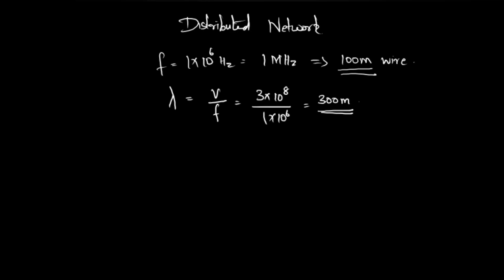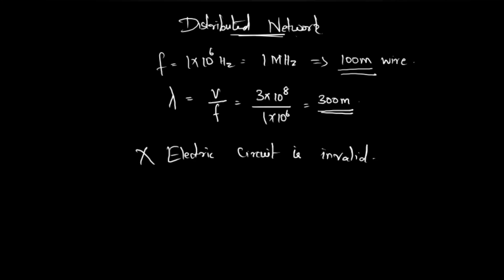So in general we can say that for frequencies above 1 megahertz, the elements are considered to be distributed elements. And in such distributed networks, electric circuit theory is invalid. And electric circuit theory is valid only if we can consider the elements to be lumped elements, that is, the elements whose physical length is very small when compared to the wavelength of the electromagnetic wave.